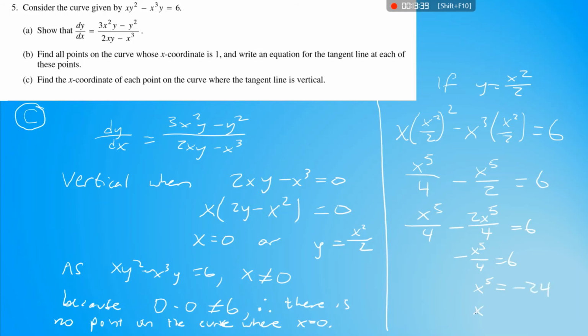So yeah, there is some number. Okay, there is a number. What's my number? How do I say it? The fifth root of negative 24. Yes. Okay, which is what would answer the question? Our x coordinate would be this when the tangent line is vertical. Okay, so let's check and see how we did.